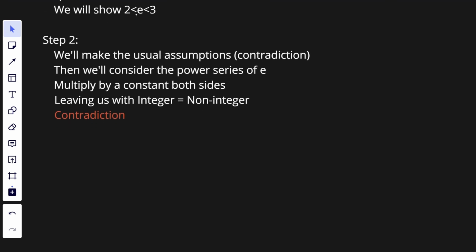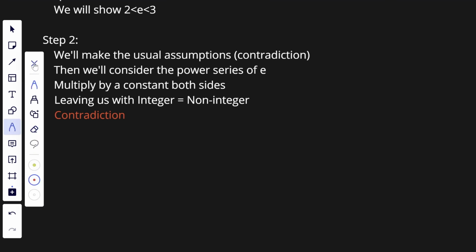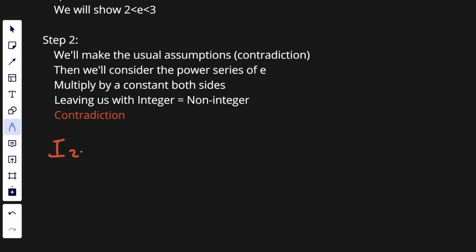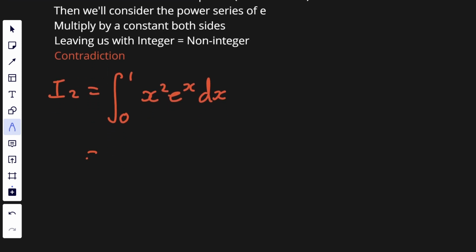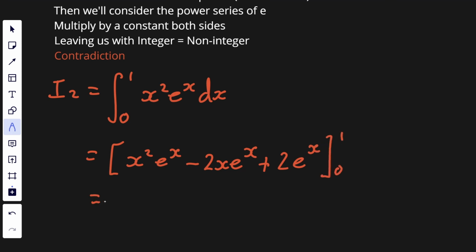We need to show that e is between 2 and 3. I'm going to do this by integration. So I'm going to define I2 to be equal to the integral between 0 and 1 of x squared e^(tx) dx. Now by integration by parts, this becomes x squared e^(tx) minus 2x e^(tx) plus 2 e^(tx) between 0 and 1. Plugging in the 1, we have 1e minus 2e plus 2e, so we get an e. And plugging the 0 in, that's going to die, and we're left with minus 2, should I say.